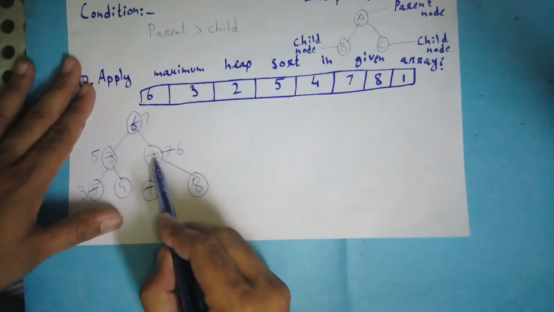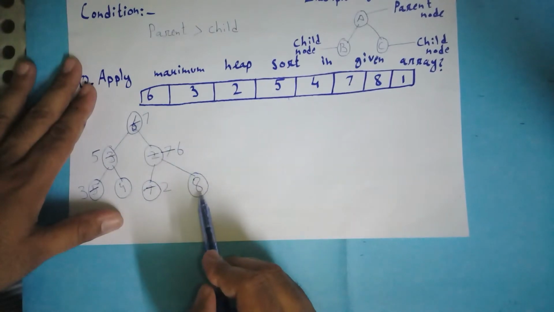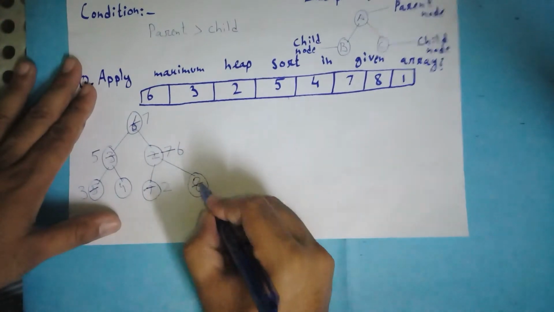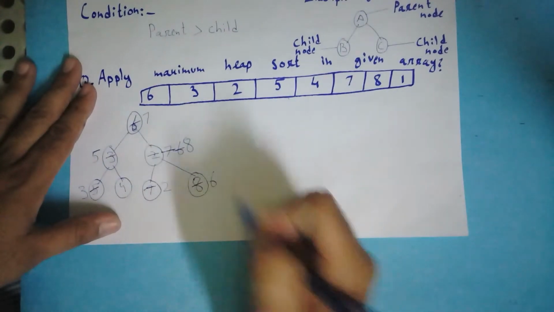Now in this situation 6 is a parent node of this one, and this one is greater than the parent node. So again I'll swap the value. Here I'm going to write down 6, and here I'll write down 8.